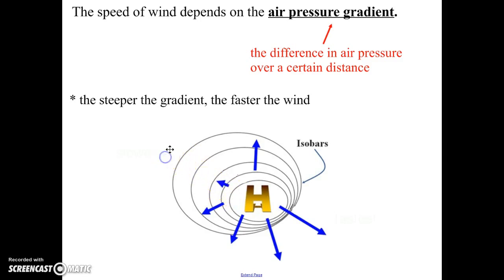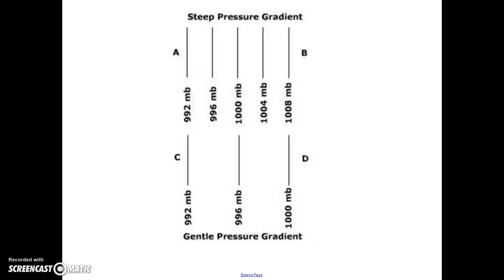So this area here, the wind would be slower because there's a lower gradient. In this bottom right-hand corner, or the southeast area, the wind would be the fastest because there's the steepest gradient. The isobars are closest to each other. So let's look at a sample problem like that.